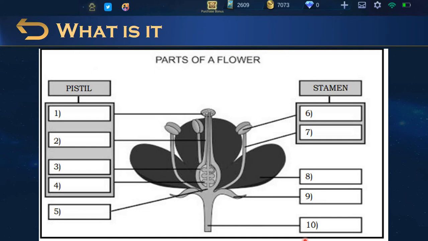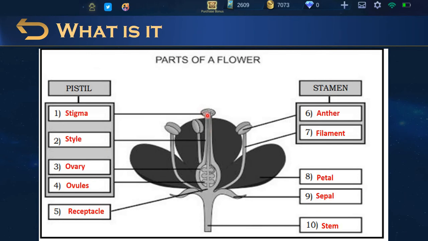Okay, so here are the parts of the flower. We have the first part, more on the pistil. That is 1 to 4. And number 5 is separated. Number 6 and 7 is part of stamen. 8, 9, 10 are also separated. Okay, so let's have the answers.